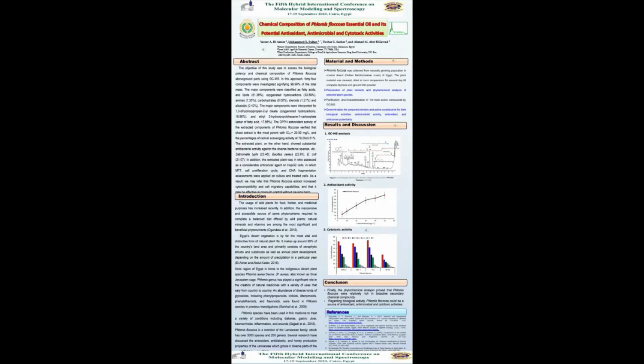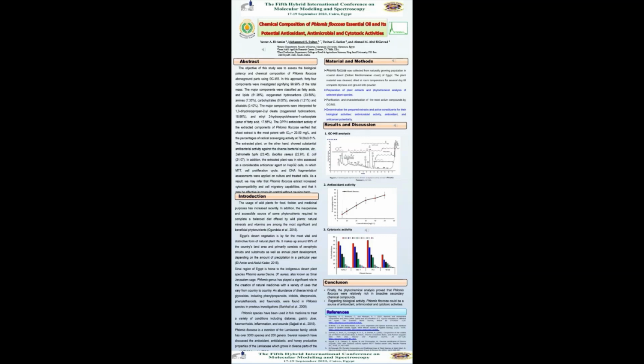Chemical composition of Phlomis floccosa essential oil and its potential antioxidant, antimicrobial and cytotoxic activities, by Muhammad S. Sultan. Introduction. Phlomis species have been used in folk medicine to treat a variety of conditions including diabetes, gastric ulcer, hemorrhoids, inflammation, and wounds, Sajadi et al., 2018.